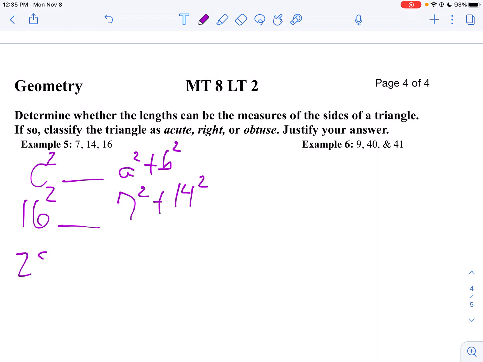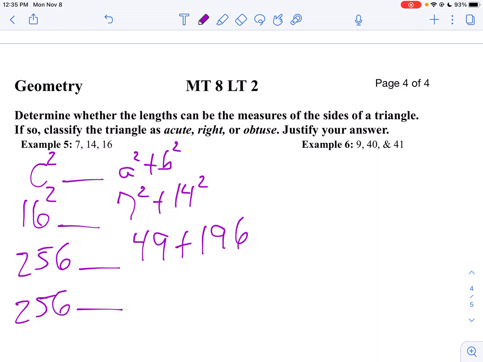16 squared is 256. 7 squared is 49. 14 squared is 196. Well, if I add them up, 49 plus 196, that should be 247. Notice, 256 is greater than 247, so that tells me this will be an obtuse triangle.